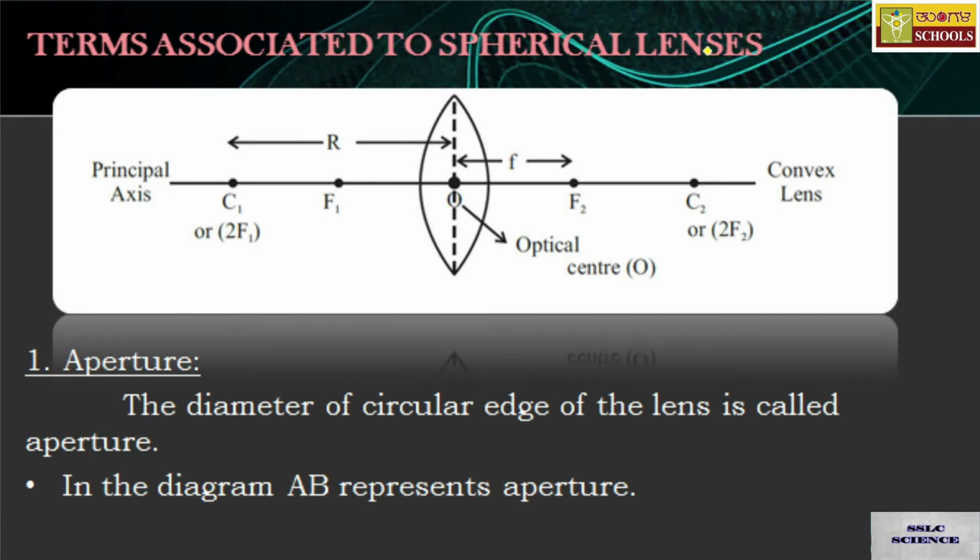Let us move to the next part, that is terms associated with spherical lenses. So the first term associated with the spherical lens will be the aperture. Aperture is the diameter of circular edge of the lens.